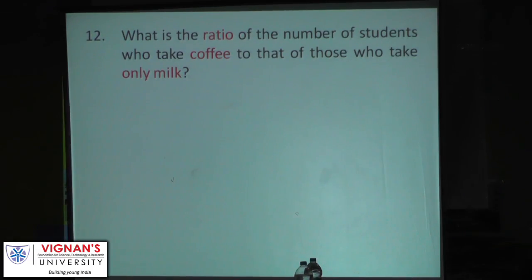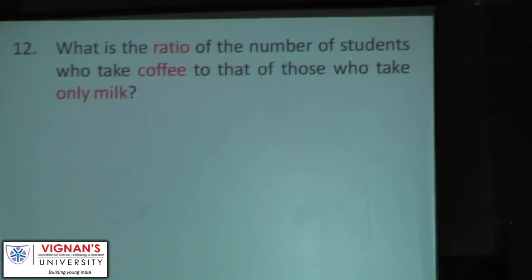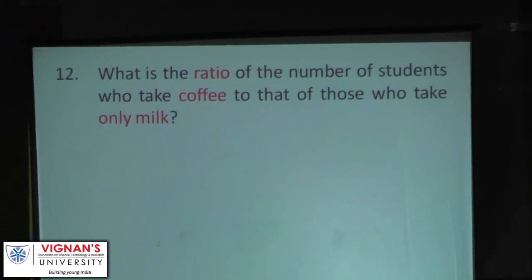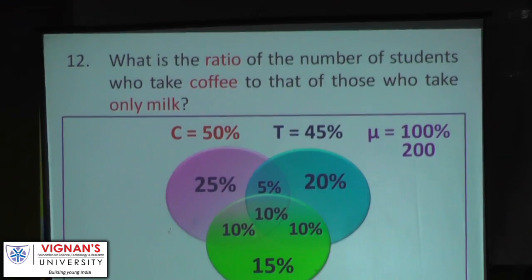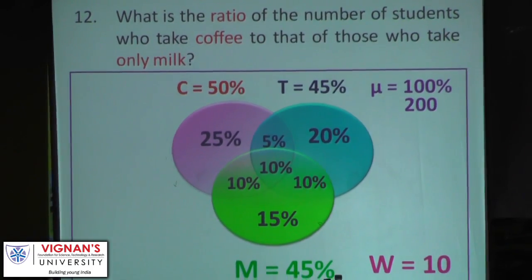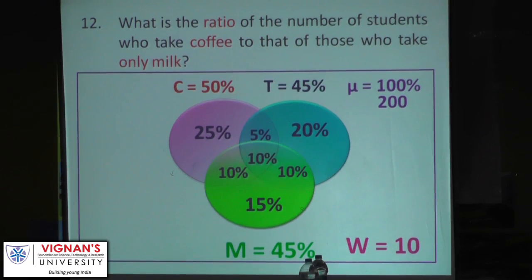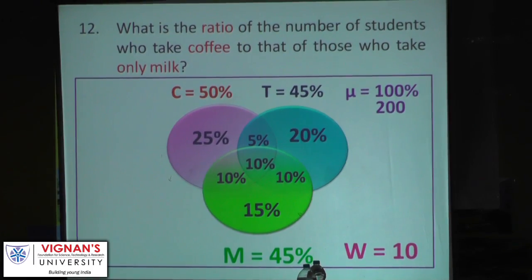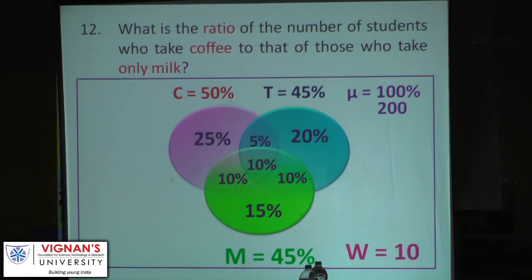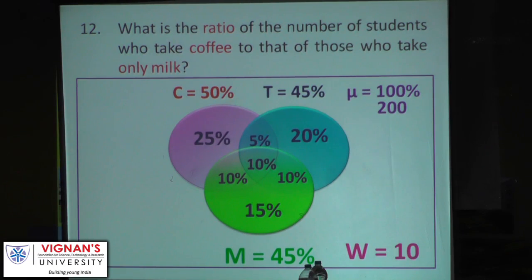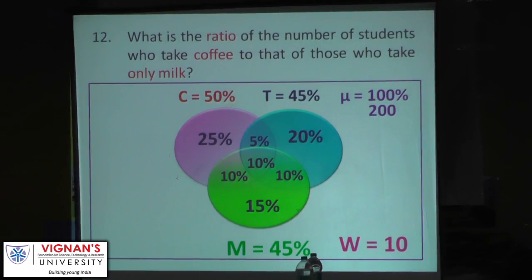What is the ratio of the number of students who take coffee to that of those who take only milk? How many take coffee? 50. How many take only milk? You need not calculate what is 50%, what is 15%, and then find the ratio. Ratio is not an absolute value, it is a relative value. So using percentages, relative values, you can find the ratio. So directly take the ratio between these two.